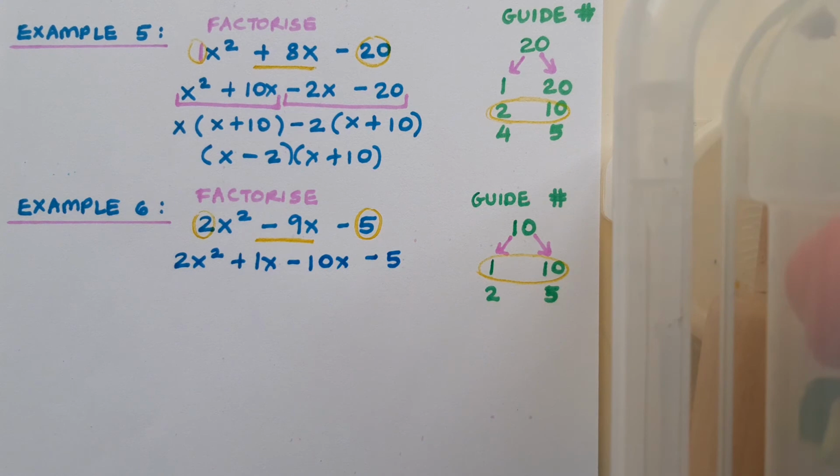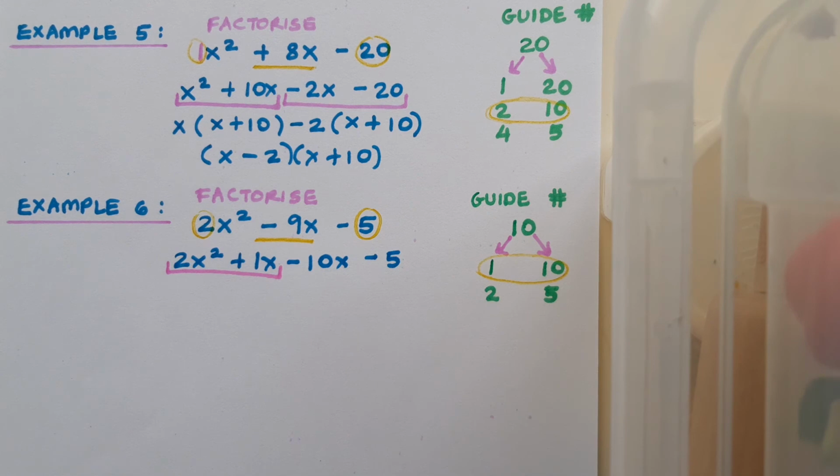And just at this point to note that you could write these the other way around as well. You could say 2x squared minus 10x plus 1x minus 5. You'll get the same answer both ways. So the order you write them down doesn't matter, but what does matter is that you have the correct sign with the correct number. Now I want to factorise this part of my quadratic.